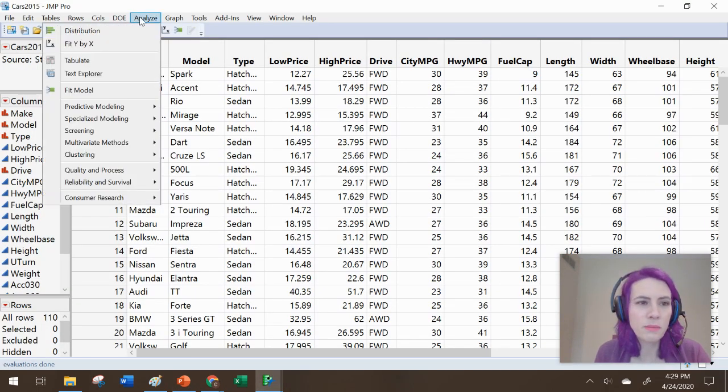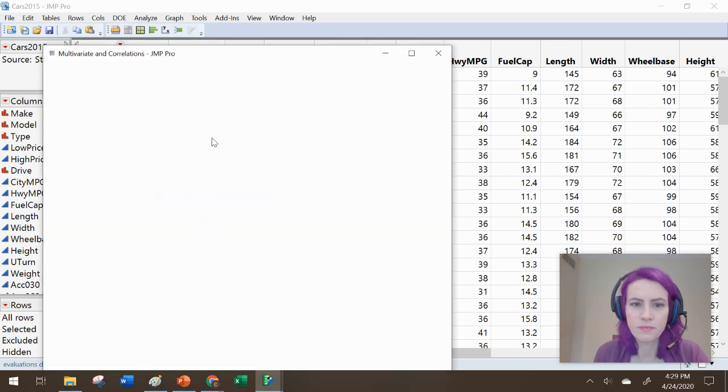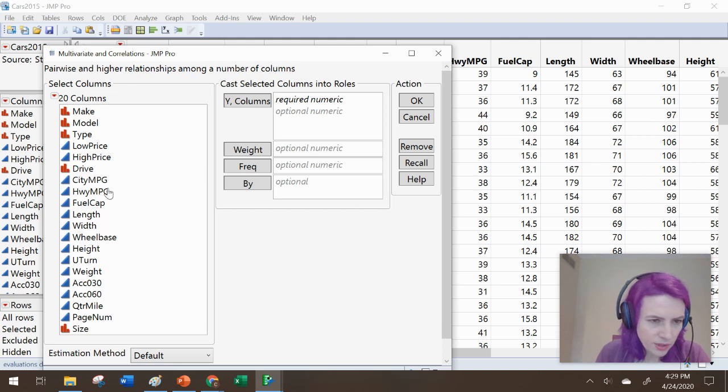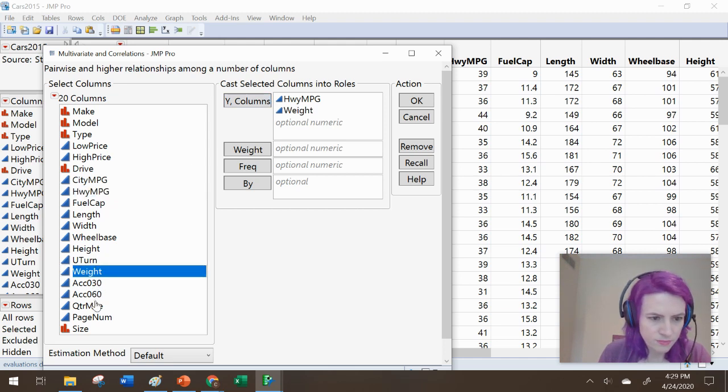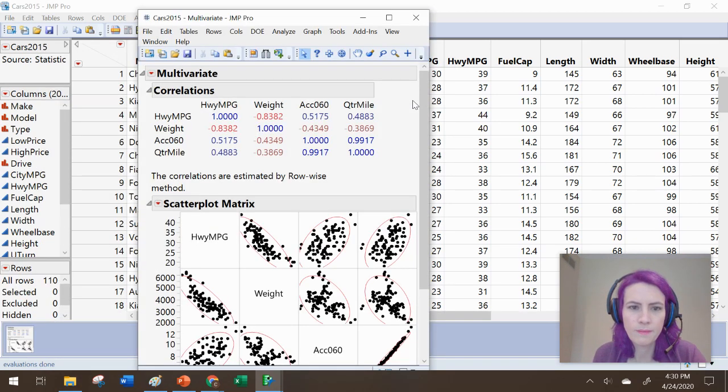Remember, for the scatter plot matrix, we go to Analyze, Multivariate Methods, Multivariate. And at this point, although we are going to be predicting highway miles per gallon, we don't have to designate that. We just throw everything in here. All right, we have some strong correlations. There's a strong negative correlation between highway miles per gallon and the weight of the vehicle.